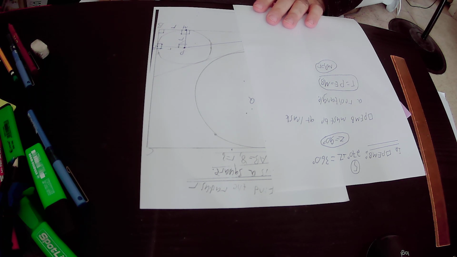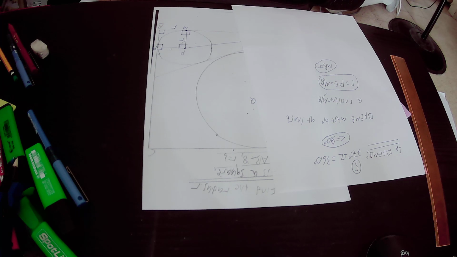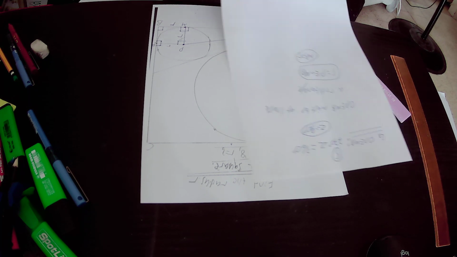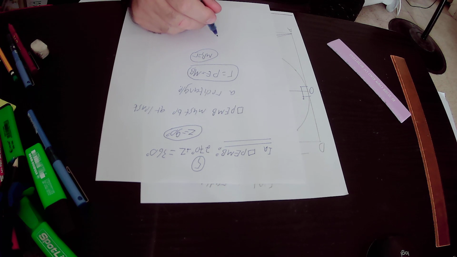And likewise, PM also equals EB. They are two opposite sides that are equal to each other in a rectangle.